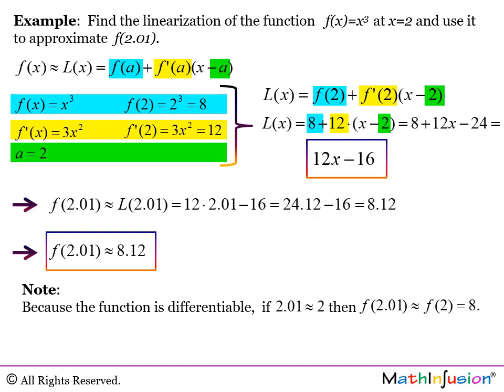This is true, obviously, only if the function is differentiable, because otherwise this is not true. But if the function is differentiable, then we know that it's also continuous. And what happens in this case is that the value of the function at 2.01 is supposed to be about the value of the function at 2.